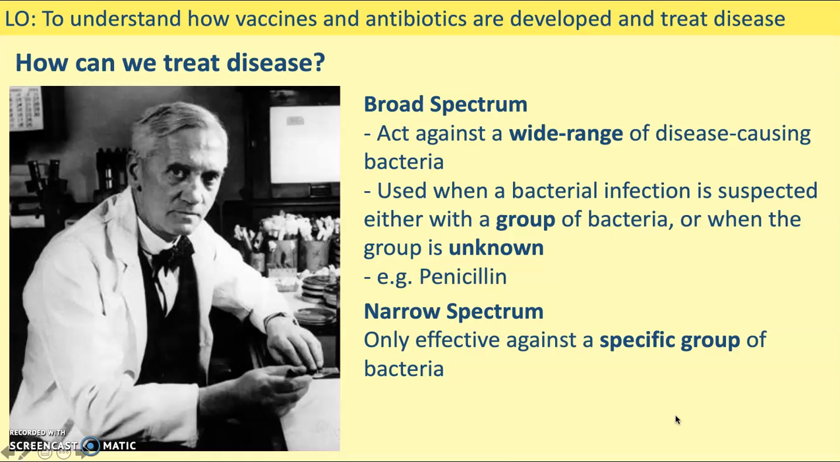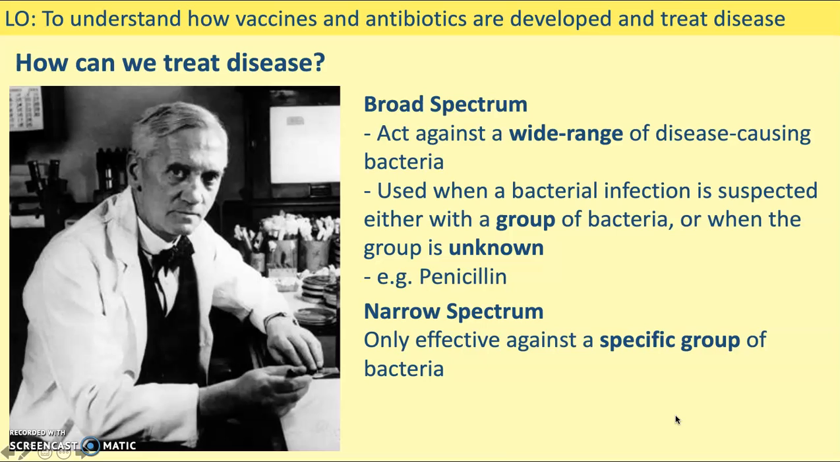So there are 2 main types of antibiotics. The first is broad spectrum. These act against a wide range of disease-causing bacteria, so they would be used when there is a bacterial infection suspected, but it's either an infection with a group of bacteria or the group of bacteria is unknown. An example of this is penicillin. The other type of antibiotic are narrow spectrum. These are only effective against a specific group of bacteria. So you would need to know what group of bacteria are causing the infection.